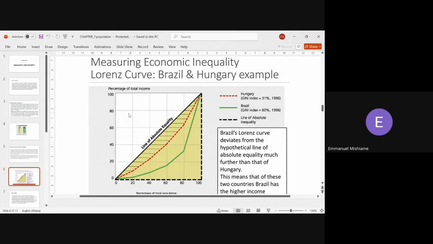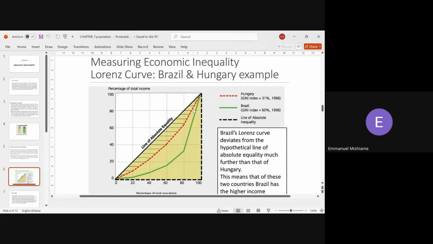And if you remember what we said in the earlier slide, we argued that the more bowed or deeper the curve, the higher the income inequality. So it's possible you may find a country, even in sub-Saharan Africa, that is performing lower, which means their curve will be plotted somewhere lower, somewhere here. I hope you follow. Now, let's go to the Gini coefficient.